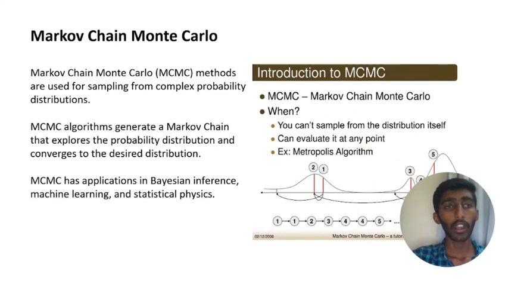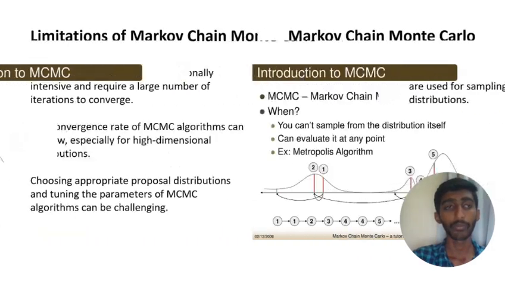Markov chain Monte Carlo. Markov chain Monte Carlo methods are used for sampling from complex probability distributions. These algorithms generate a Markov chain that explores the probability distribution and converges to the desired distribution. This has applications in inference, machine learning, and statistical physics.